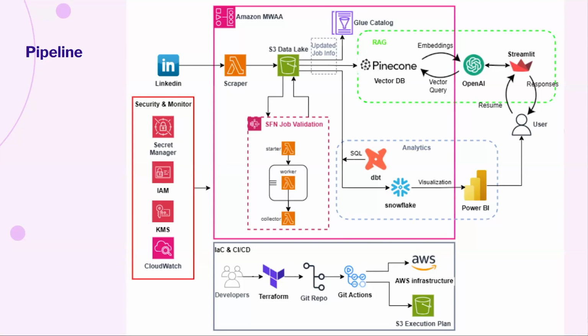At the bottom, modern infrastructure practices like Terraform and CI/CD pipelines are used to deploy and manage everything on AWS efficiently. Finally, security is integrated throughout the system using Secrets Manager, IAM, KMS, and CloudWatch for robust monitoring and protection.